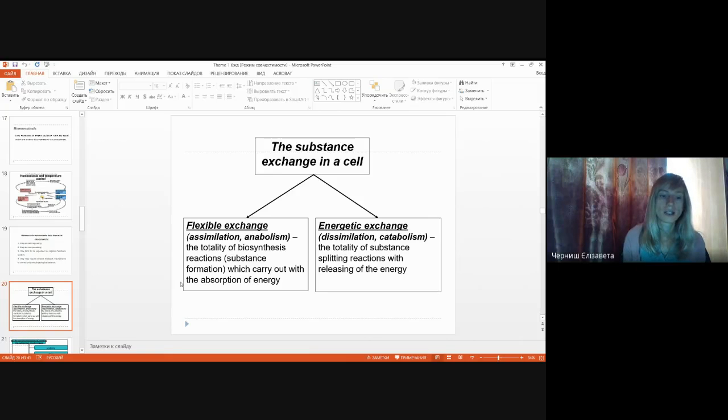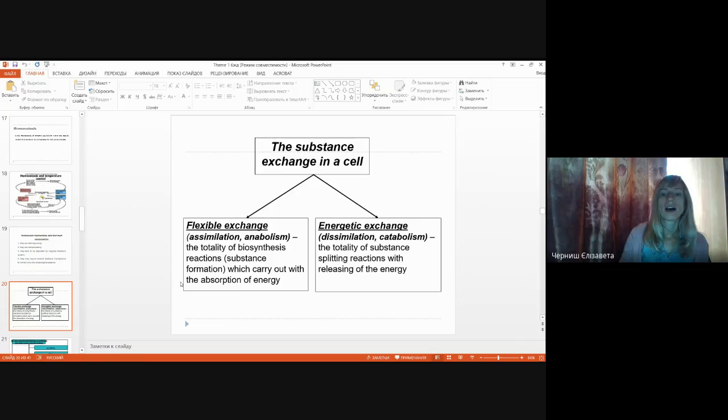And I think you know about this exchange. Plastic exchange, assimilation, anabolism, is the totality of reactions which are carried out with the absorption of energy. And energetic exchange, dissimilation, catabolism, is the total of substance breakdown reactions with the release of energy. So these two processes complement each other in cells.